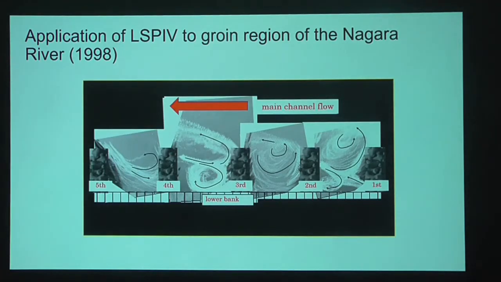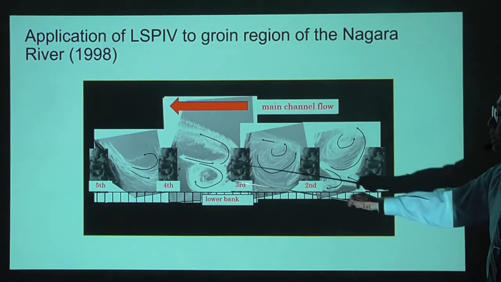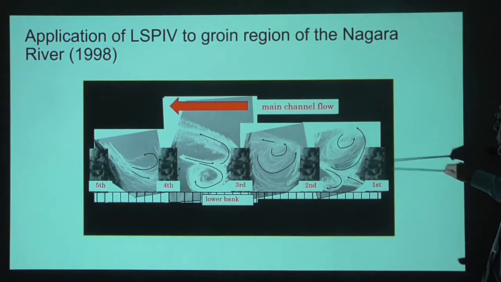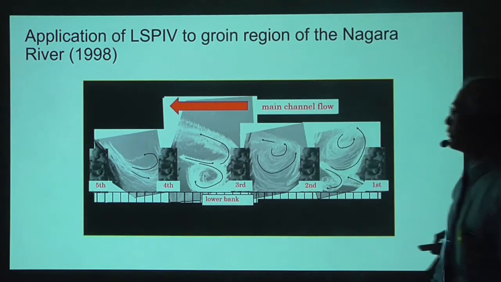After coming back to Japan, I applied large-scale PIV to various types of flow. This is one example. This is a flow between groins. This is the main channel flow, and this is a recirculating flow between the groins.